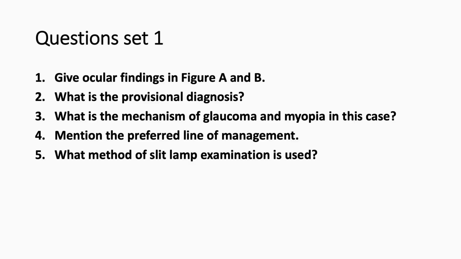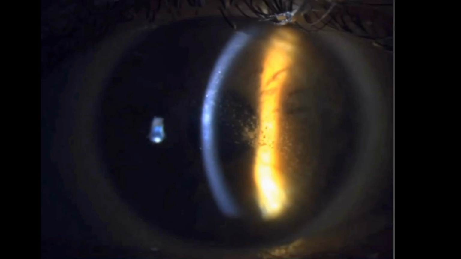This is the question which has been asked. Give the ocular findings in figure A and B. What is the provisional diagnosis, mechanism of glaucoma, myopia? Mention the preferred line of management. What is the method of slit lamp examination used in the following figure? Now see this video.